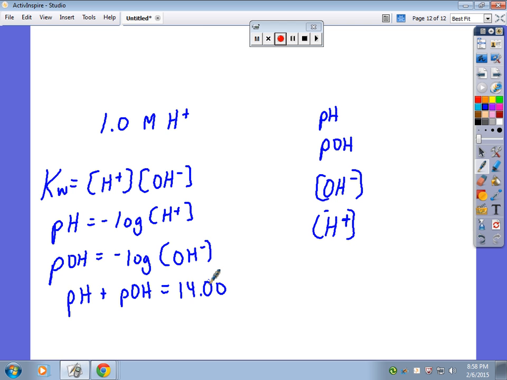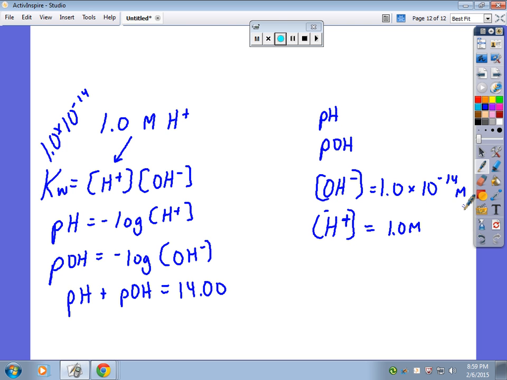So at this point, you should be able to follow along with what's in your book. What they do is plug this in here. Kw is equal to 1.0 times 10 to the minus 14th. By doing that, they solve, and they put a 1 in there, and this is 1 molar, isn't it? They found out that your hydroxide ion concentration is 1.0 times 10 to the minus 11th molarity. Oh, excuse me, minus 14th molarity. Sorry about that.